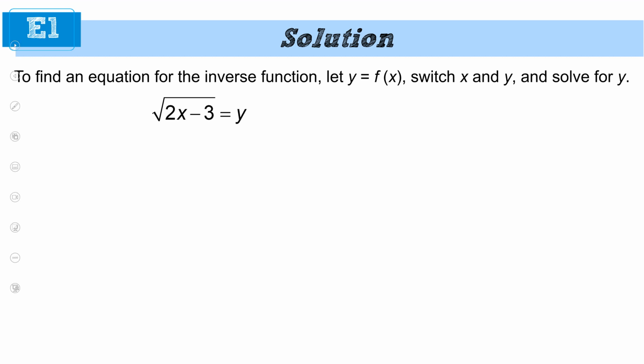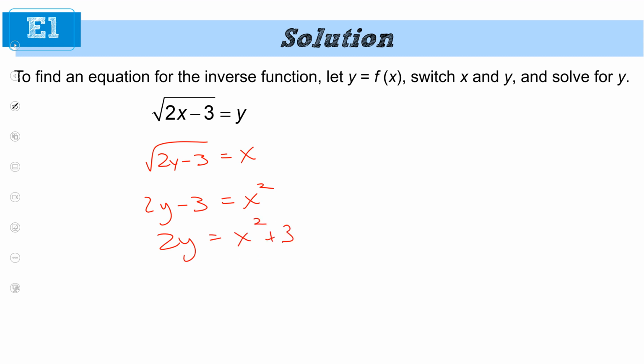Sure. Posey, you want to help me out? Yeah, okay. I switched it, so I had the square root of 2y minus 3 is equal to x. That's a good start so far. Then I squared both sides. I got 2y minus 3 is equal to x squared. Then I added 3 to the other side. I divided by 2. Hey, let's give it up for Posey. That is the inverse function.